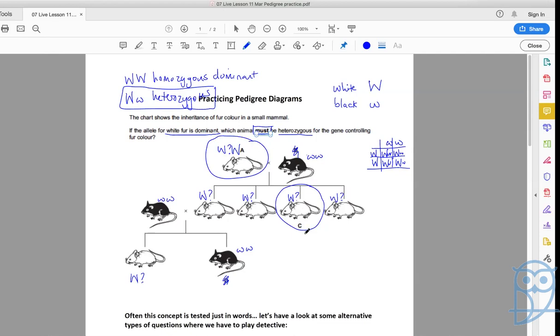That leaves us with mouse C, and when we looked at this cross that we did in the Punnett square, we agree that this one must be heterozygous. Okay, so mouse A is homozygous dominant, mouse B is homozygous recessive, therefore mouse C must be heterozygous. So our answer for this one is C. Okay, so that was a bit of a working through it, understanding what you've got, and then getting to your answer of mouse C. Are you happy?